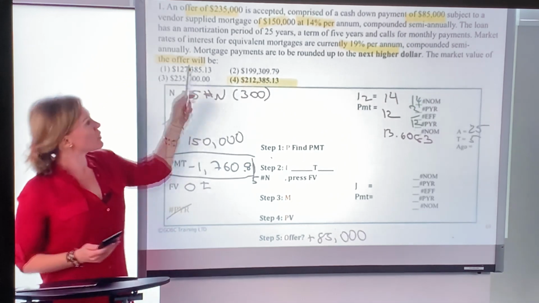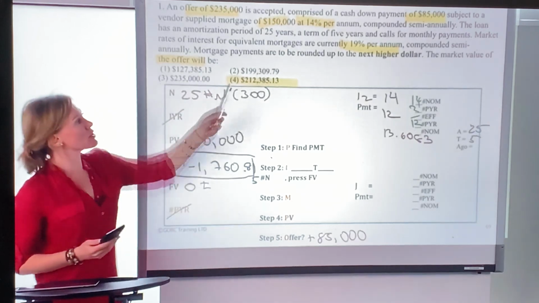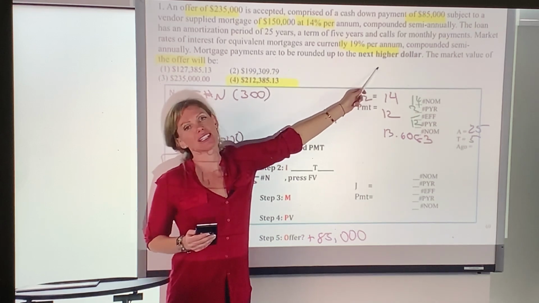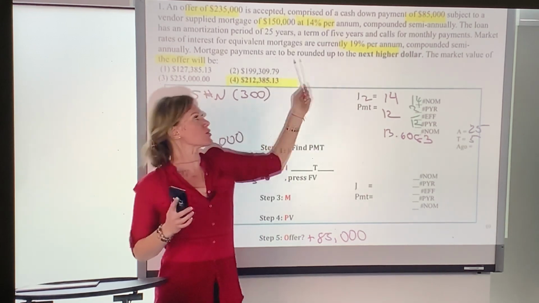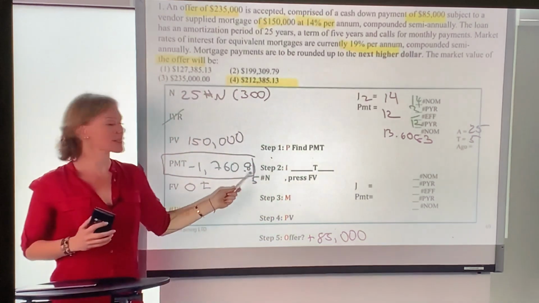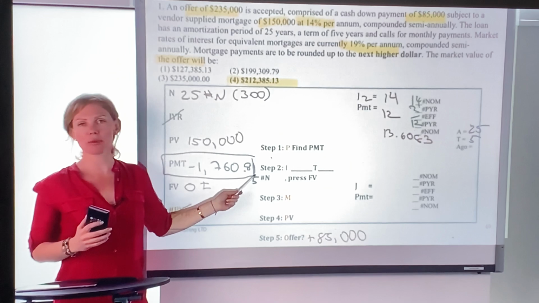It should come up as a negative 1,760.81. If you look at the question, and they say absolutely nothing about the payments, if they just said calculate the monthly payments, and you skipped rounding up to the next higher dollar, then the answers would be off. So it's your job to always check the question. If they say absolutely nothing, then you would bump it up to the next higher cent. If it's 81, you would bump it up to 82.